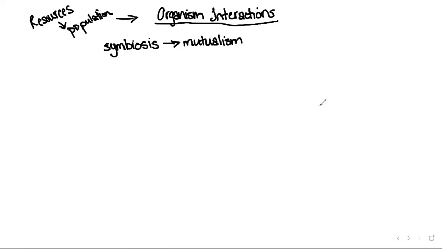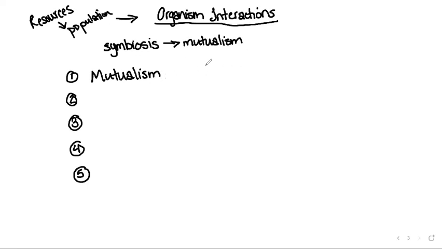All right. So there are 5 major organism interactions that you should be familiar with. So let's talk through those briefly. Okay. So let's start with the one that we've already identified. So mutualism. Mutualism, as its name suggests, is where both organisms benefit from the interaction, okay? So organism one receives a benefit, organism two receives a benefit.